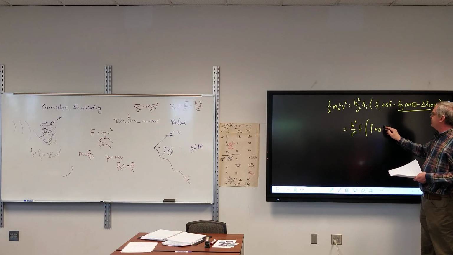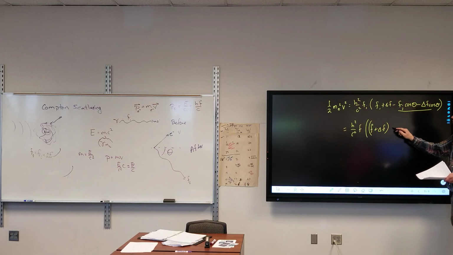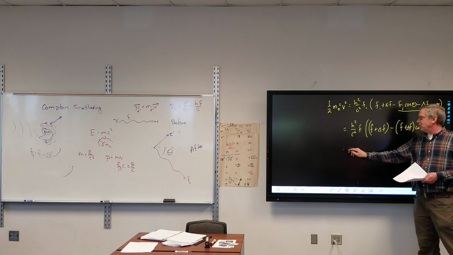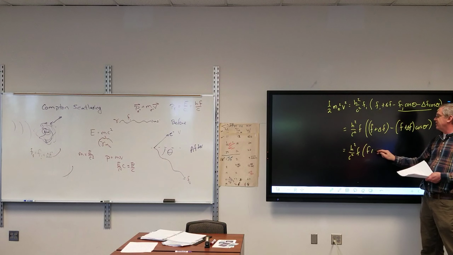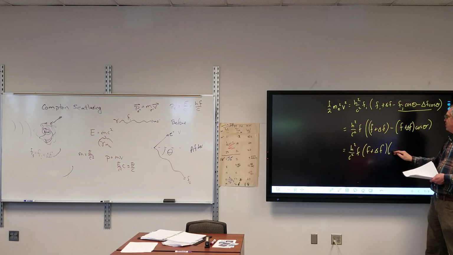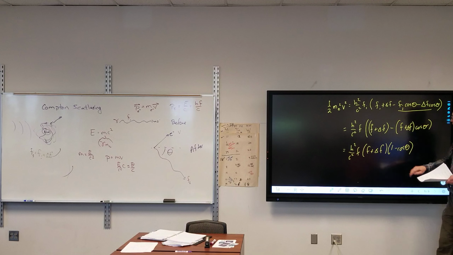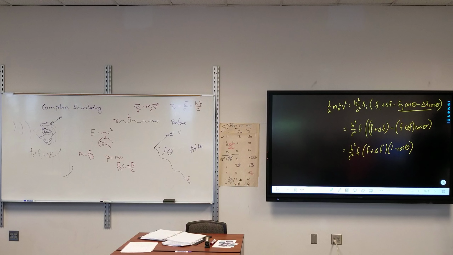F plus delta F minus F plus delta F cosine of theta. And so this is h squared over c squared F times F plus delta F times 1 minus cosine theta. And you asked for the simplified form, and there you are.